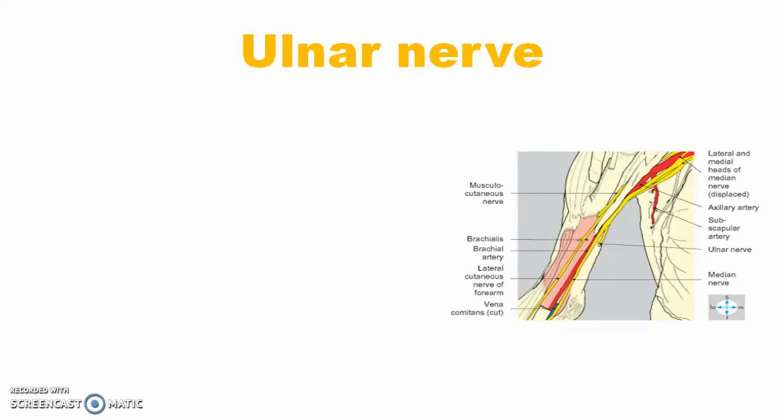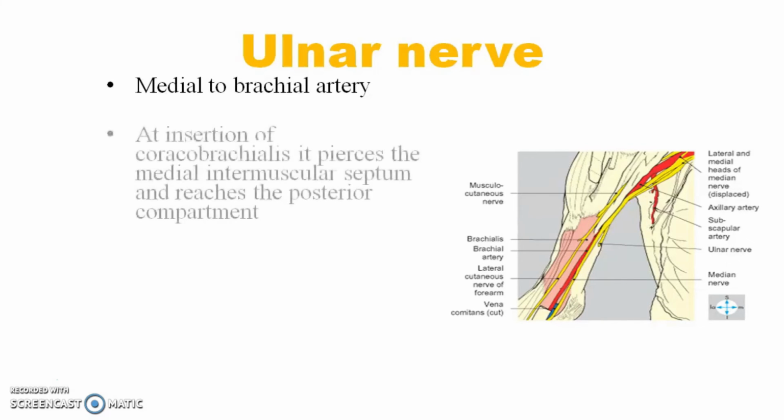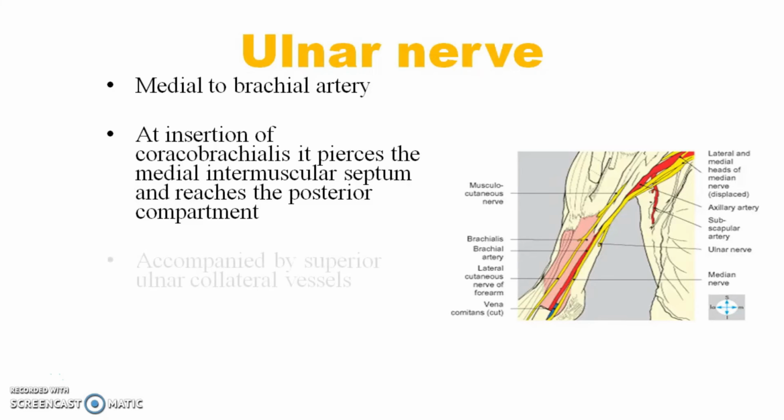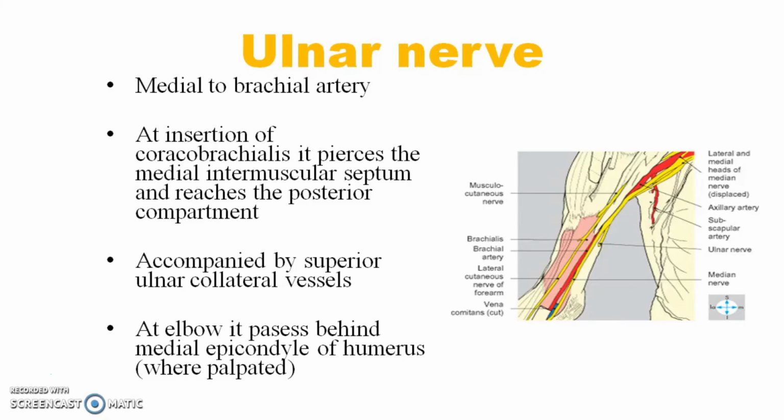Now talking about the ulnar nerve, we have the ulnar nerve medial to the brachial artery here in the upper part, and at the insertion of coracobrachialis, it pierces the medial intermuscular septum and reaches the posterior compartment of the arm region. Later it is accompanied by superior ulnar collateral vessels, and reaching the lower part, that is the elbow region, it passes behind the medial epicondyle of humerus. Near the posterior aspect of the medial epicondyle, if you palpate, you can make out this nerve clearly, that is the ulnar nerve.